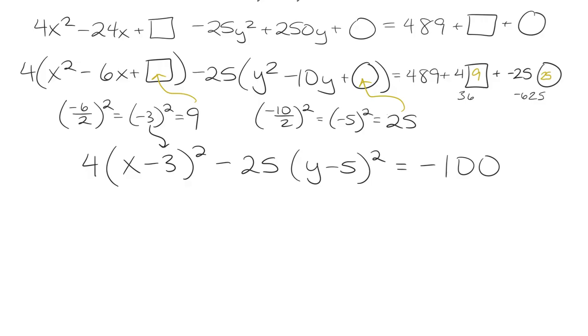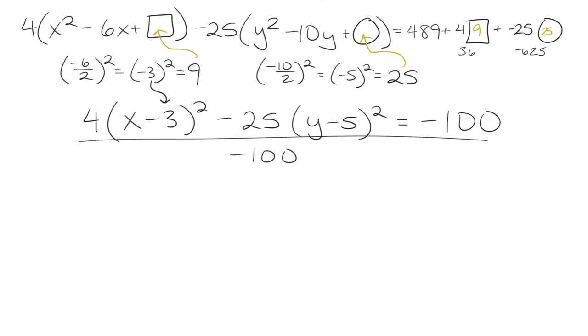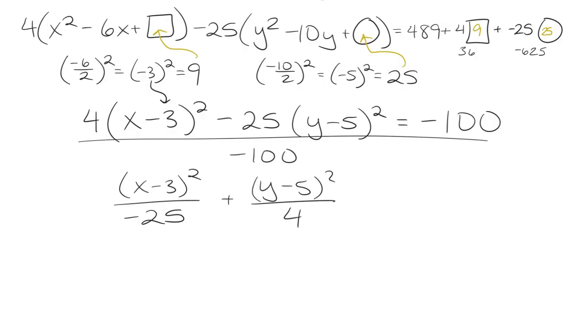This is close, but it's not good. Why is this no good? It's not equal to 1. So what am I dividing everything by? Negative 100. I'm going to divide by negative 100. So 4 over negative 100 is x minus 3 squared and then negative 25 on the bottom. Negative 25 over negative 100 is y minus 5 squared over positive 4, because negative over negative is positive. Negative 100 over negative 100 is 1.